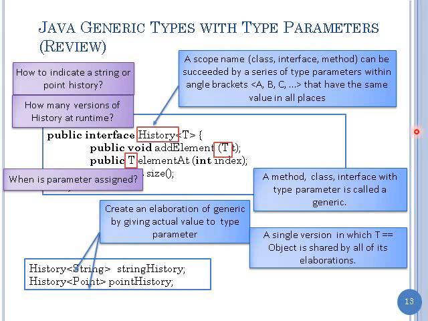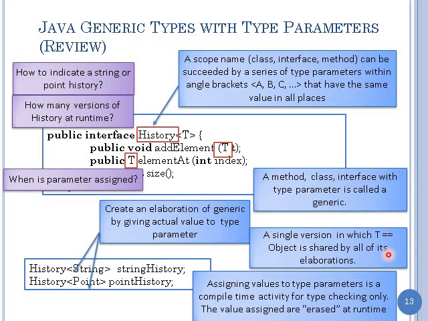Okay, so when is the parameter assigned? At compile time. How many versions of history are at runtime? A single version in which T is object is shared by all of its elaborations, at runtime. And assigning a value to type parameters is a compile time activity for type checking only, for bookkeeping, and the values assigned are erased at runtime. Okay, that's very, very important. So it's a compile time activity.